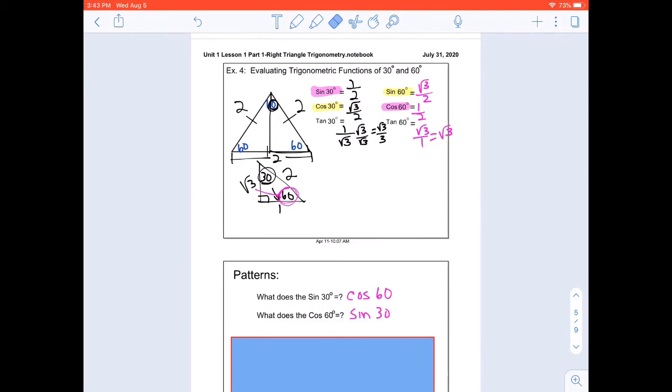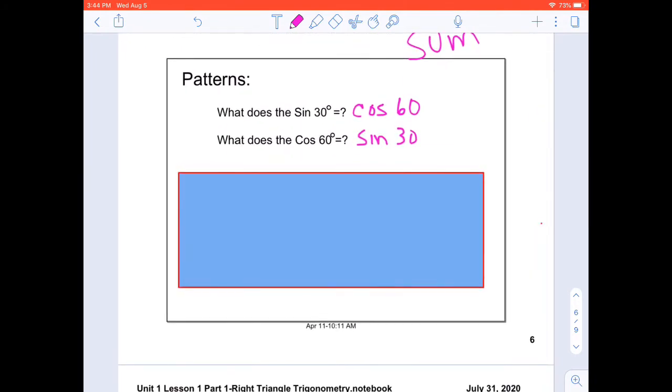So that's a pattern. Notice in the pattern, aren't 30 and 60 complementary? They are complementary angles. Complementary angles have a sum that is equal to 90 degrees. So we do have a pattern that they're called cofunctions. The sine and the cosine of two angles whose sum is equal to 90 degrees are always going to be equal. So like the sine of 15 would equal the cosine of 75, because those are complementary.